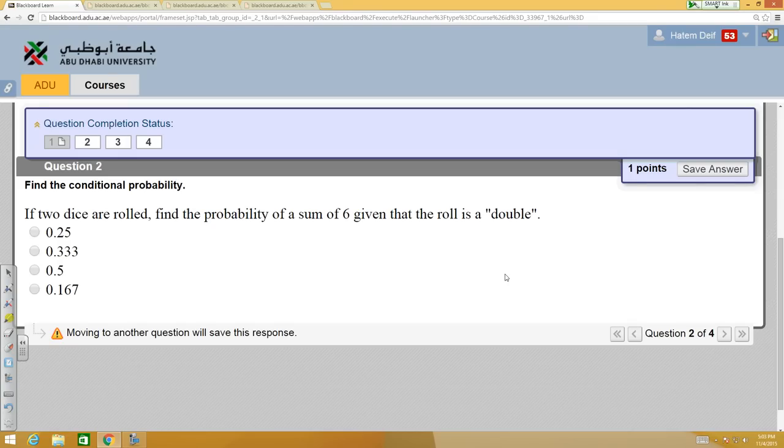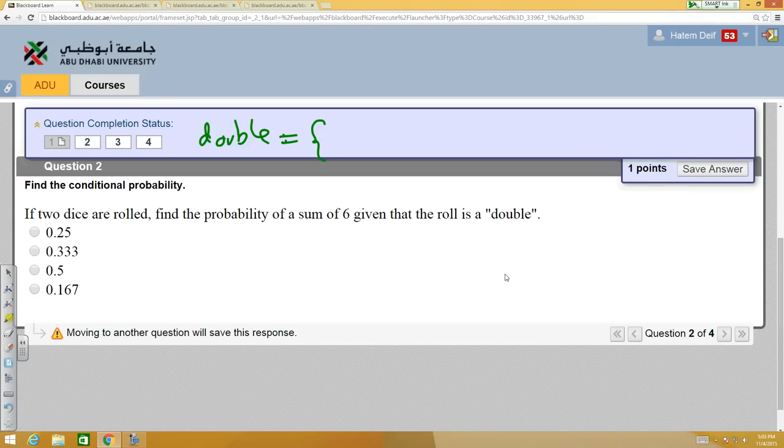Okay, 2 dice are rolled. Find the probability of a sum of 6, given that the roll is a double. What does it mean, double? You have 2 dice rolled. The event of getting a double means what? Double means the same number appears on both of the dice. The first die gets 3, and the second is also 3, for example. So that's a double. 2, 2 is a double. 1, 1 is a double, and so on.